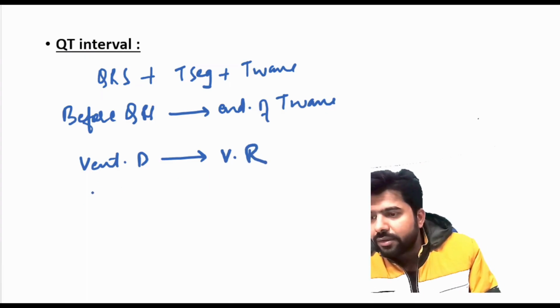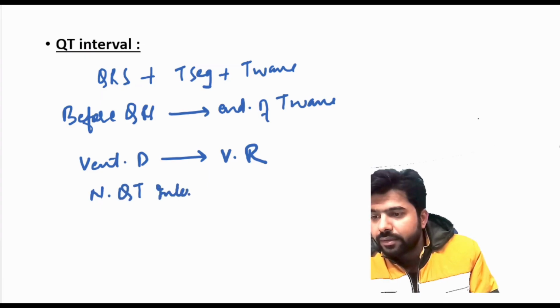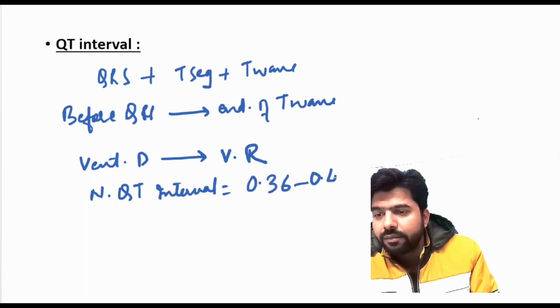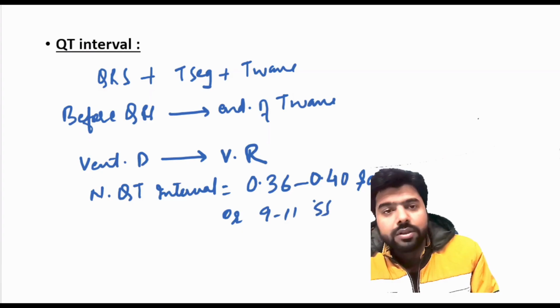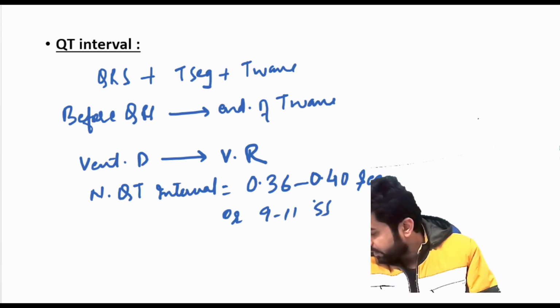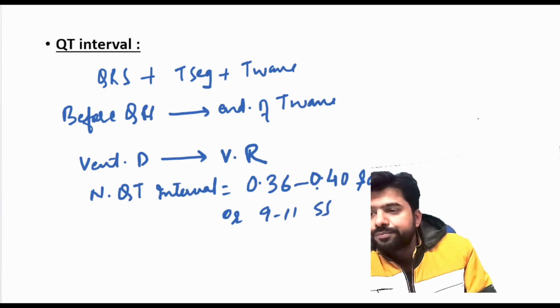Now the normal QT interval time period is 0.36 to 0.40 seconds, or 9 to 11 small squares. Okay.